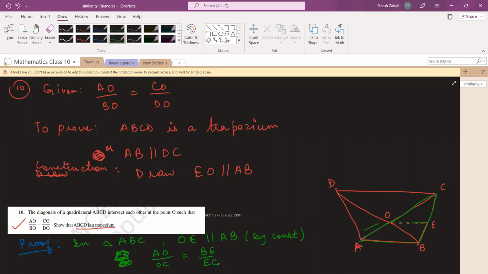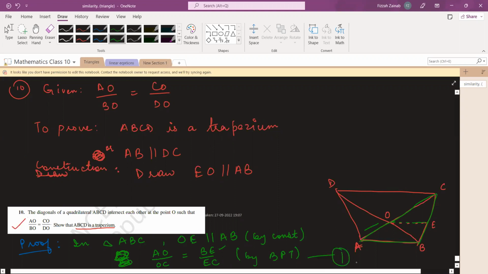You can write CO upon AO or OA upon OC, doesn't matter. The same way you have to take. If you are taking AO here, you take BE here, by BPT. Is this understood? You can call it your result number 1.